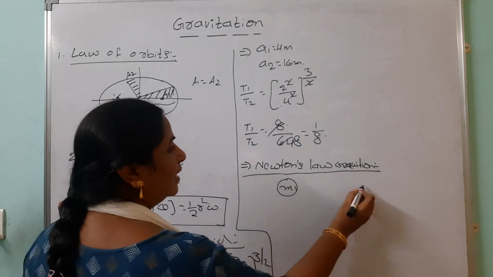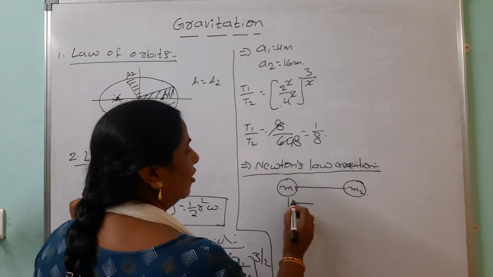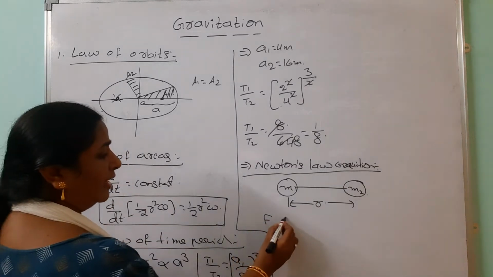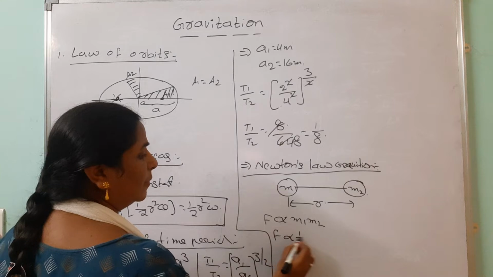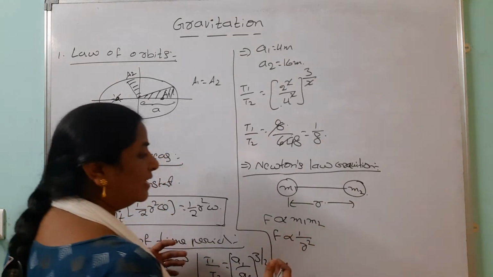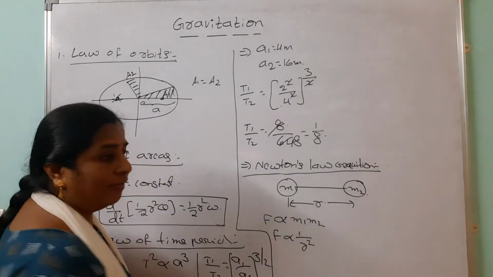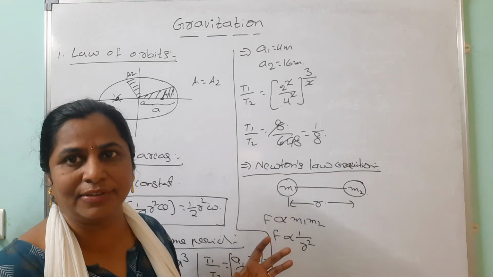One is the M1, another one is the M2, and both are separated by a distance of R. Here this force of attraction is directly proportional to m1, m2 and inversely proportional to distance square. More distance, less force. Less distance, more force, you should observe. Even it depends on the masses also.